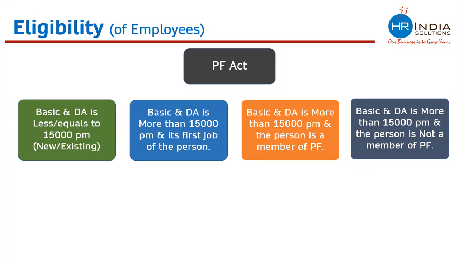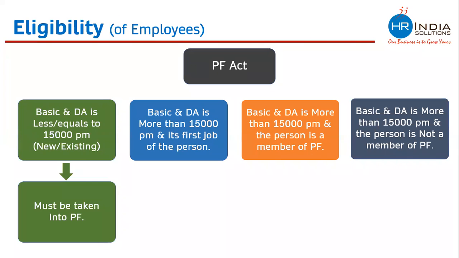And fourth case can be basic in DA is more than 15,000 per month and the person was never a member of Provident Fund. So what you will do as an HR manager or employer for this category of employee? There is no choice. If the salary is less than 15,000 per month, and when I'm talking about salary, I'm talking about basic and DA, the person has to be taken into Provident Fund.